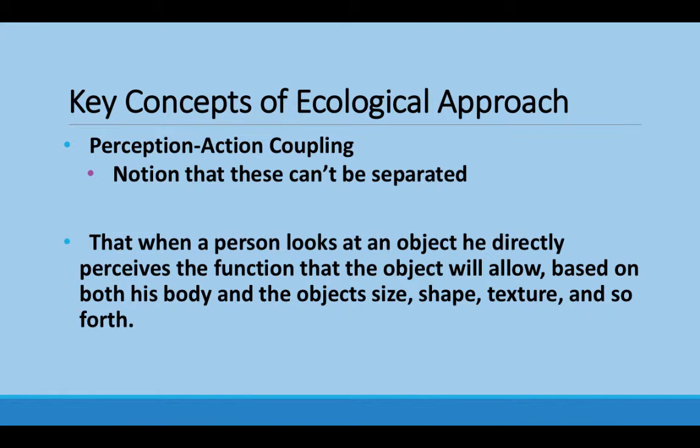So from our two examples, we can see that perception and action are coupled, and it's the notion that these two cannot be separated. When a person looks at an object, he or she directly perceives the function of that object, and the function allows based on both the body type and the object size, shape, texture, and so forth.